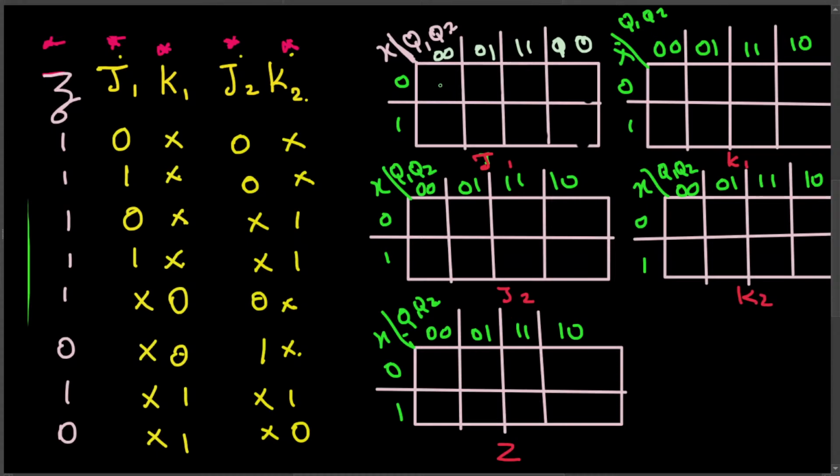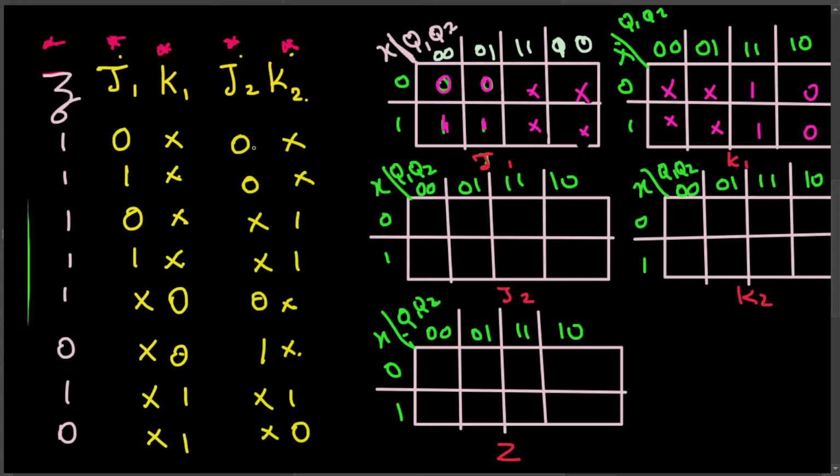Okay, let me erase this and put the values here. So here we are going to have 0 1 0 1. Let me use a different color here. 0 1 0 1, and then we have don't care, don't care, don't care, don't care. This is for J1. Now for K1, what do you have here? Don't care, don't care, don't care, don't care, and then 0 0. Then we have 1 1.